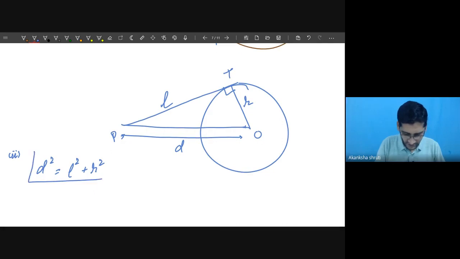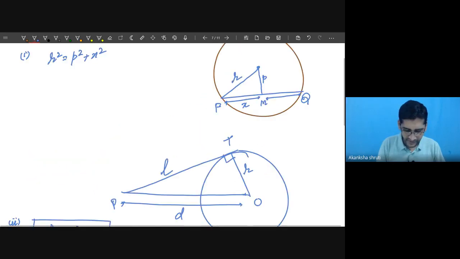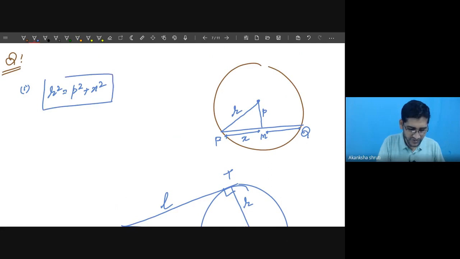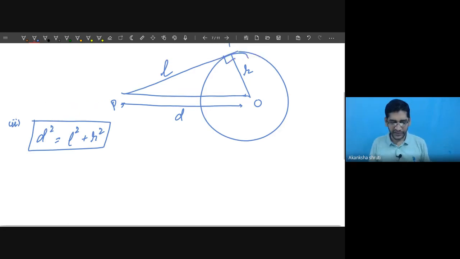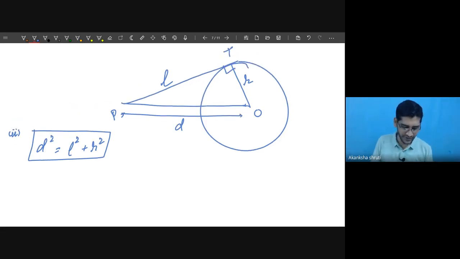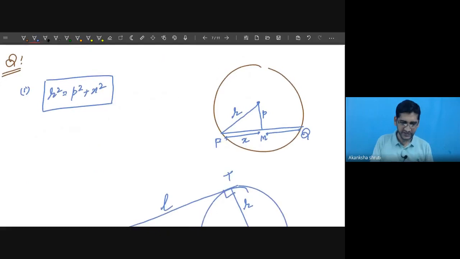So these two Pythagoras theorems are most frequently used for solving the numericals. Students, there are a few more things related to this, but that has been deleted from your syllabus. So those things I am not going to teach. PTA square is equal to PA into PB. Those relations are also there.